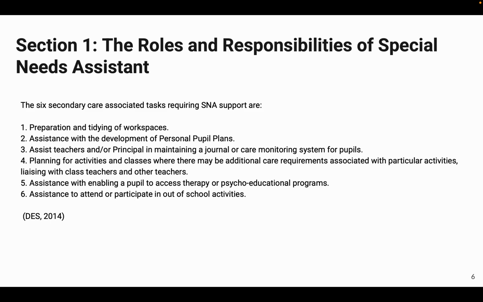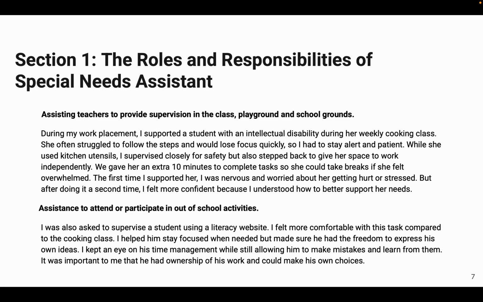assisting teachers and/or principals in maintaining a journal or care monitoring system for pupils, planning for activities and classes where there may be additional care requirements associated with particular activities, liaising with class teachers and other teachers as well, assistance with enabling a pupil to access therapy or psychoeducation programs, assistance to attend or participate in out-of-school activities, assisting teachers to provide supervision in the class, playground and school grounds.